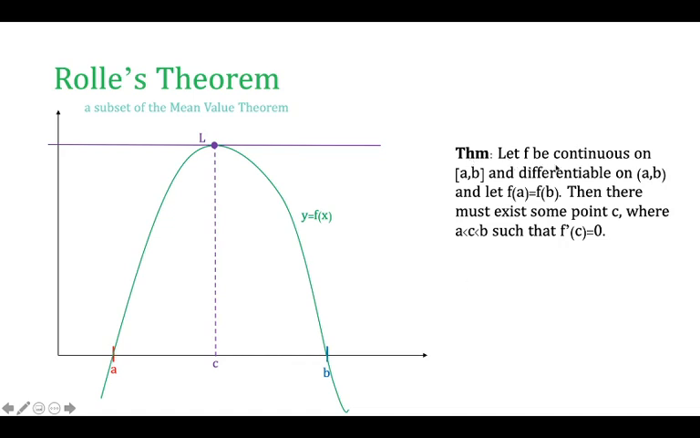So in words, you would write: let f be continuous on the closed interval of a to b, which this function is, and differentiable on the open interval of a to b, and let f of a equal f of b. Then there must exist some point c, so c is right here, between a and b, such that f prime of c equals 0. So the instantaneous rate of change equals 0, which basically states there's a horizontal tangent line.